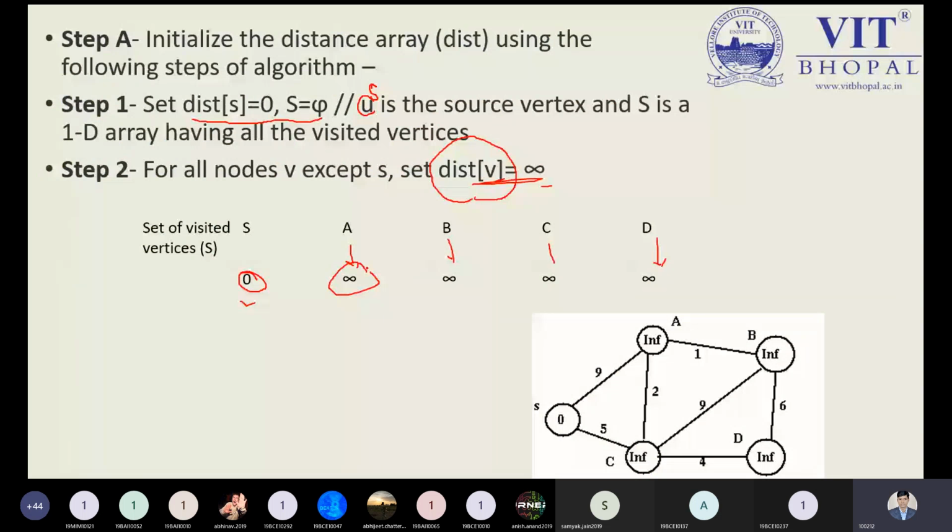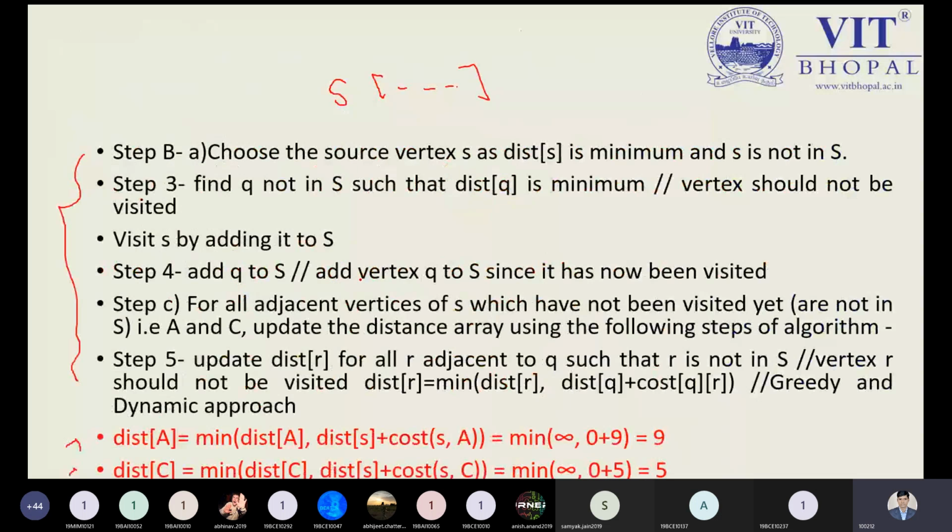Comma distance of S, which is 0, and the cost from S to A is 9. So we have calculated 9, and the same way the distance of C will be 5.